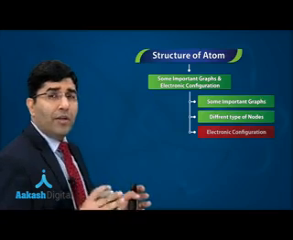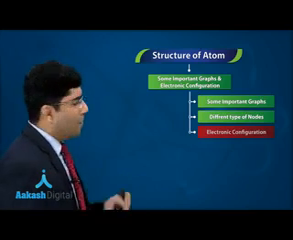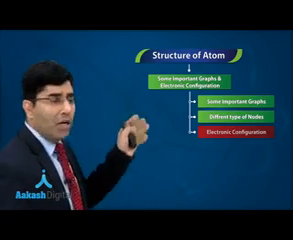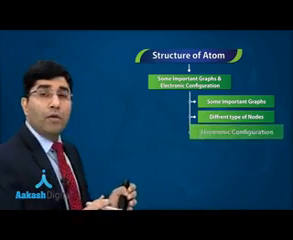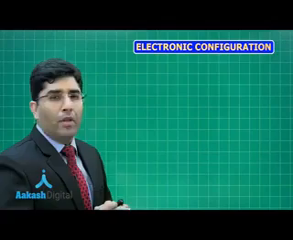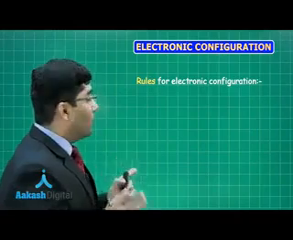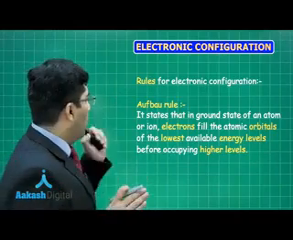Well guys, till now in this lecture we have discussed the different types of graphs. We talked about the different types of nodes. Let's talk about the electronic configuration. So the rules of electronic configuration, the first rule is the Aufbau rule.